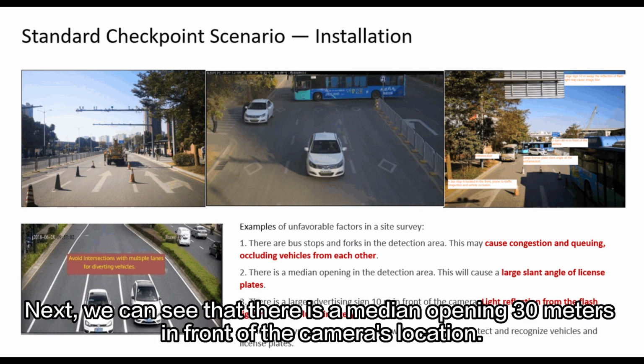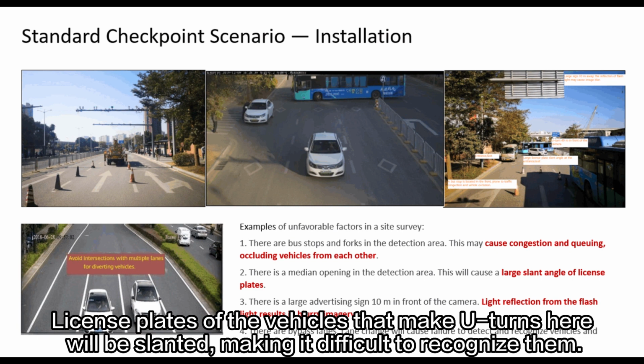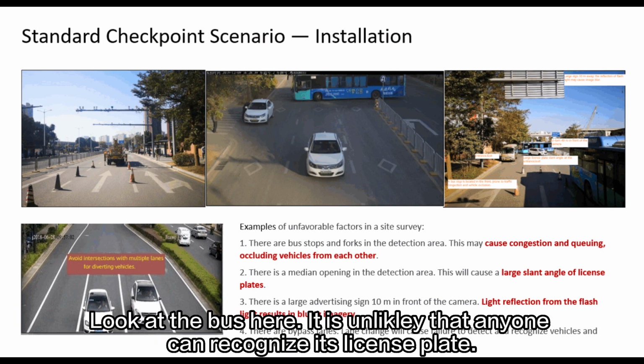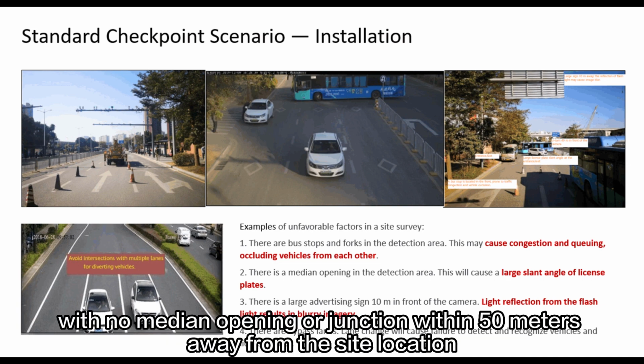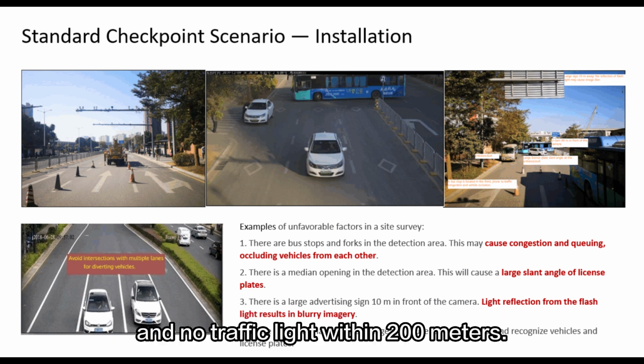Next, we can see that there is a median opening 30 meters in front of the camera's location. License plates of the vehicles that make U-turns here will be slanted, making it difficult to recognize them. Look at the bus here. It is unlikely that anyone can recognize its license plate. Therefore, ensure that the site is located on a straight-through road with no median opening or junction within 50 meters away from the site location and no traffic light within 200 meters.